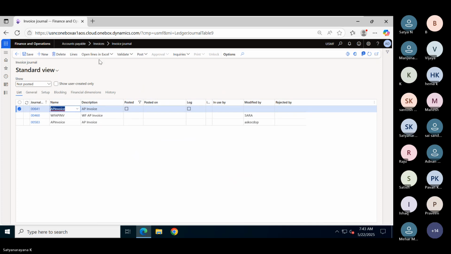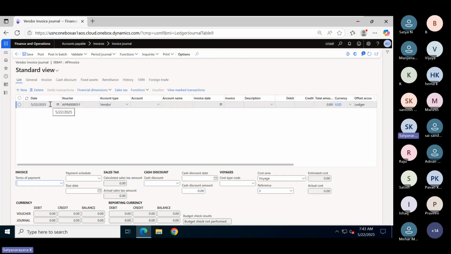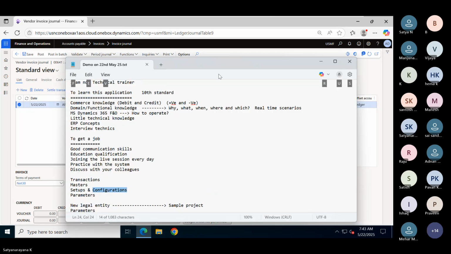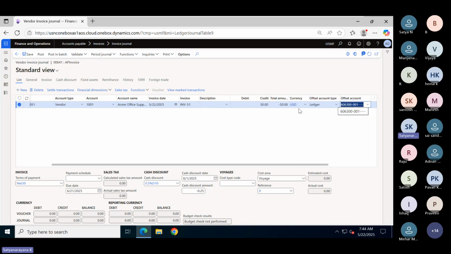These are buttons. Go to lines. The date is coming from somewhere else; you will understand later. Voucher number is coming from somewhere else; you will understand later. Vendor account is a master. Now here, invoice date and invoice number you need to enter. What is this? You will understand slowly. At the time of vendor invoice, the vendor will be credited, and the expenses account will be debited.